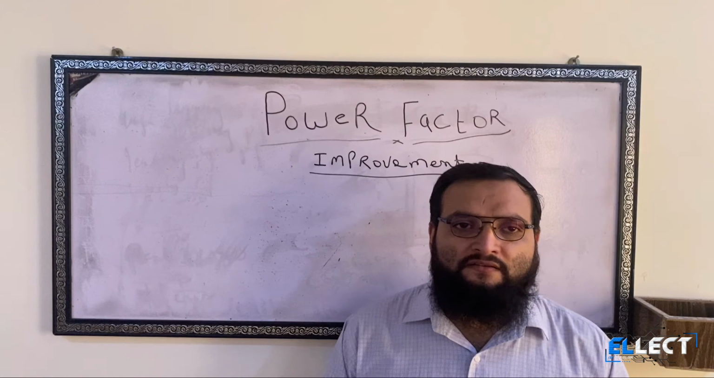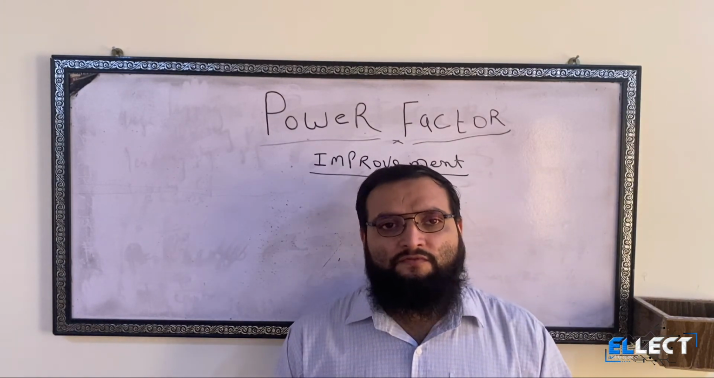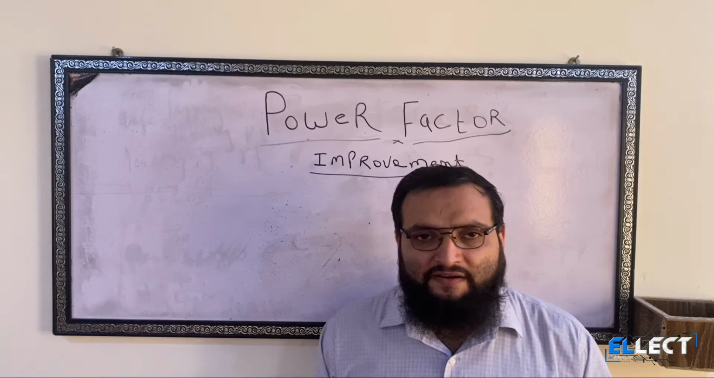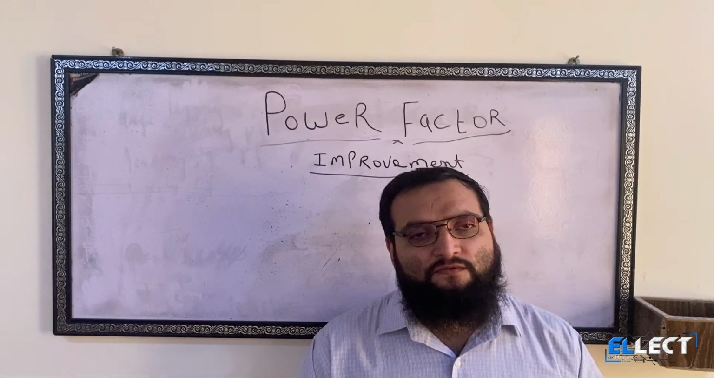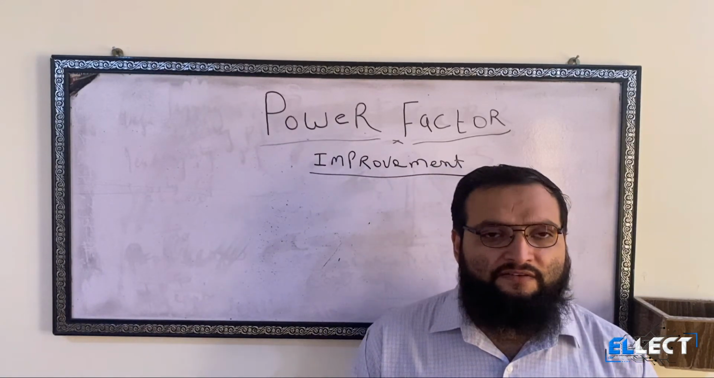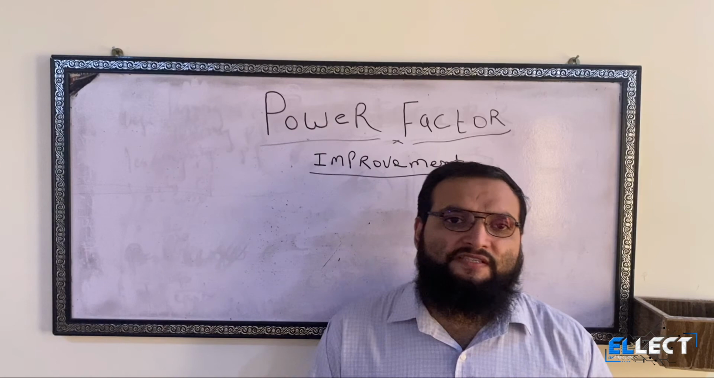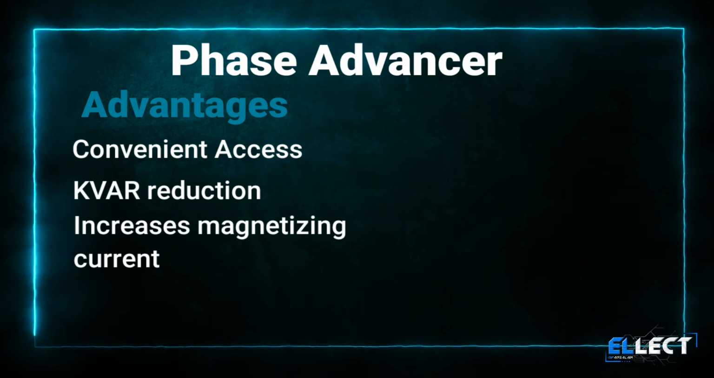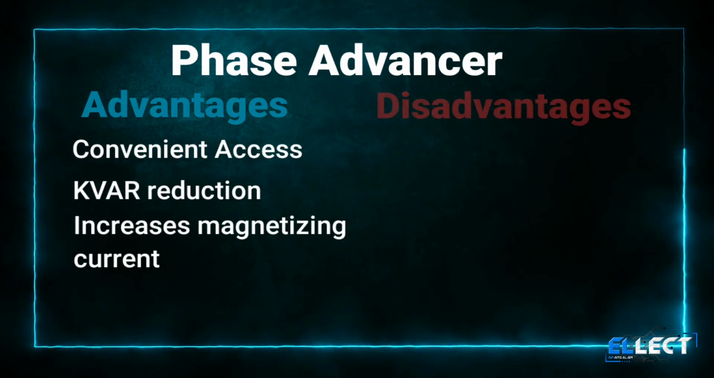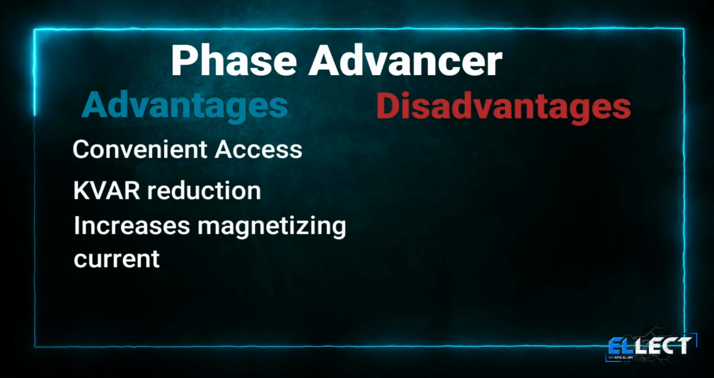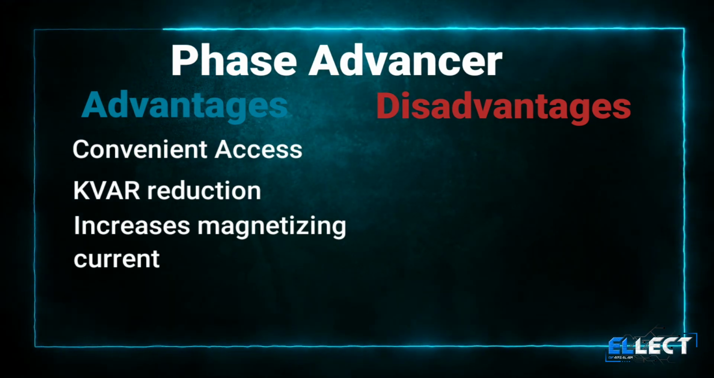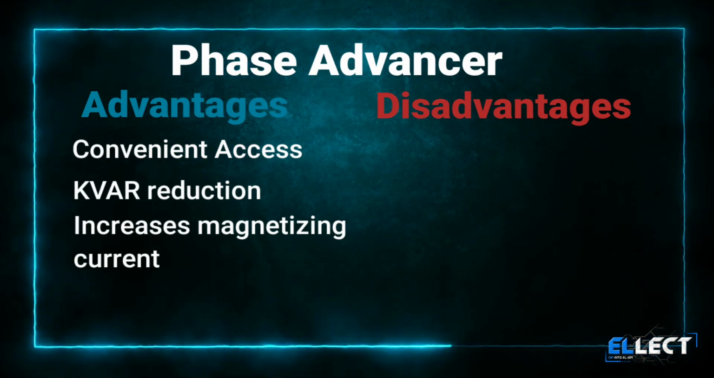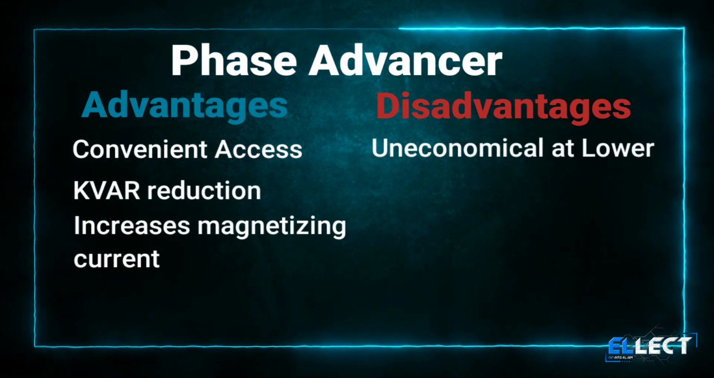You know that there is a big relation between the slip frequency of the induction motor and the power factor. So if the slip frequency is maintained, the power factor will also be maintained and increased, because it will increase the magnetizing current, and that will increase the power factor of the load. The main disadvantage of the phase advancer is that it cannot be used on motors below 200 HP or about 150 kilowatts. So it is uneconomical to use there. So this was the advantage.